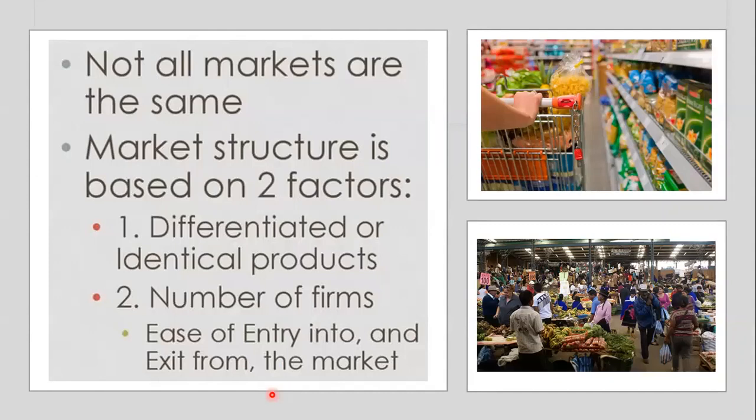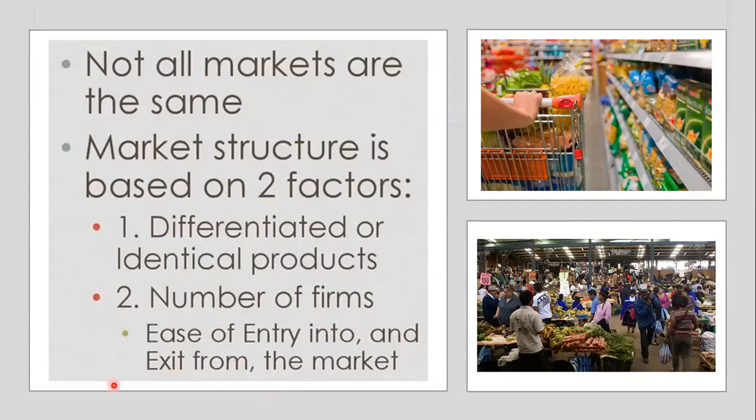Market structure is based on 2 factors. One, differentiated or identical products. We have exactly the same products, only different names. That's identical products. Or differentiated products, like they are the same, but maybe product A has something different than product B. And that happens a lot with products we use at home. They are pretty much the same. The difference maybe is one ingredient or the size or the colors of the package.